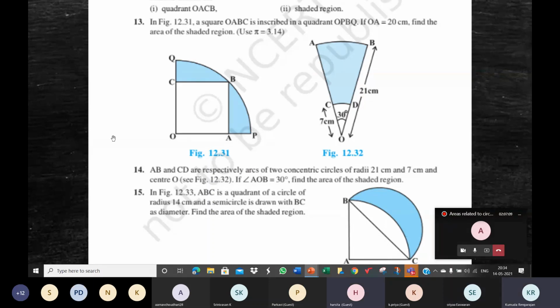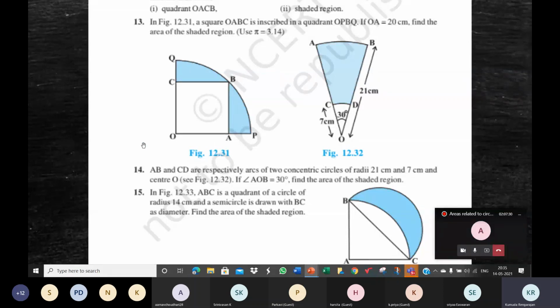Yes, ma'am. Is OC the radius? No, ma'am. Is OQ the radius? Yes, ma'am. OQ is the radius because it is from the center to a point on the circumference. So OQ and OP are the radii of the quadrant.